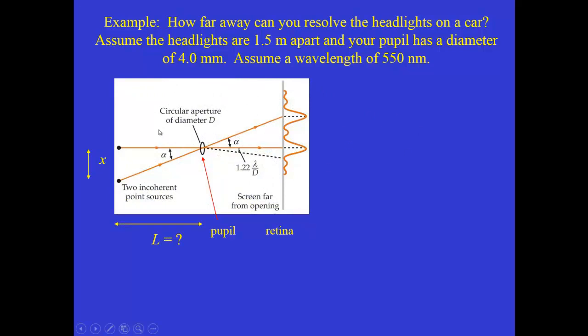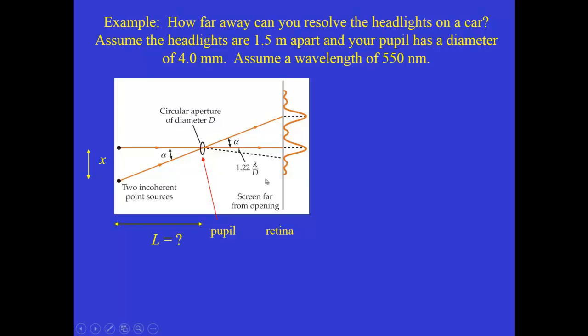So here's a sketch that shows two point sources of light. These are the two headlights, and they're separated by a distance x. And you can see this is not drawn to scale because right in the middle of the sketch is your pupil. All right, and then on the far right is the retina, which is where the diffraction pattern actually appears. And so this is not drawn to scale at all.